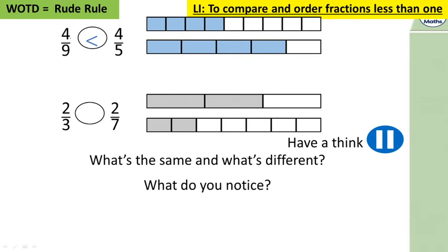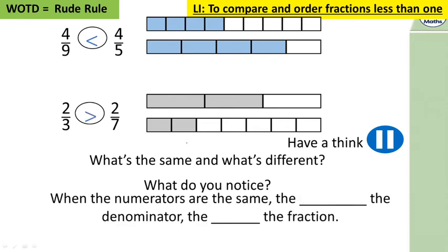So here we've got 9 bits with 4 coloured, or 5 bits with 4 coloured. So the whole is only divided into 5 here. It's divided into 9 here. 4 parts are shaded. So you can see 4/5 is bigger than 4/9. Here we have 2 parts shaded, but the whole is divided into 7 at the bottom, and it's divided into 3 on the bottom on this one. So here you can see that 2/3 is bigger than 2/7.